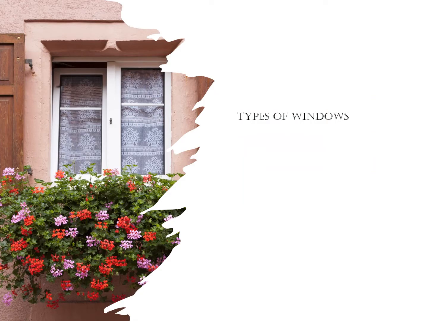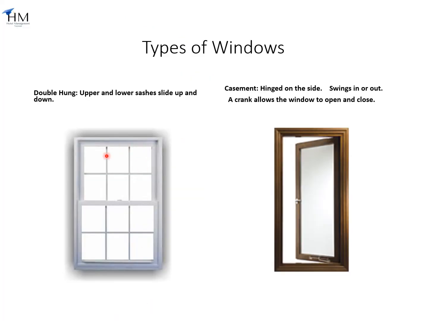Now we will go through the types of windows. The first picture is about the double hung window. In a double hung window, the sash can be slid upward or downward depending upon the requirement. Second one is casement window. Casement window swings in or out, and with the help of a crank we can open or close the window.